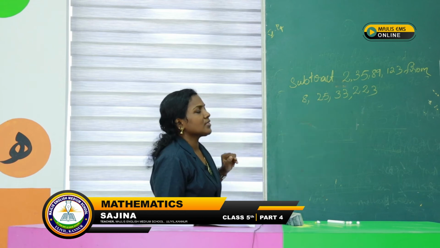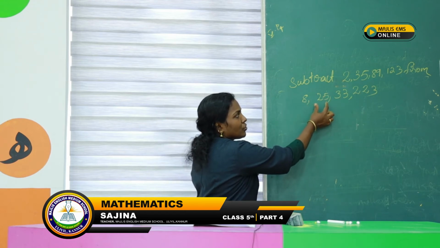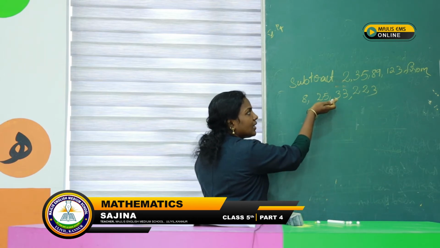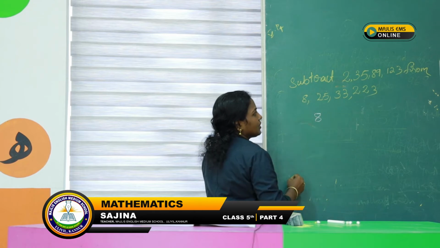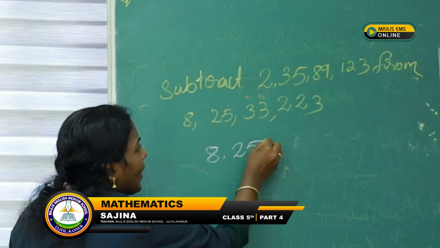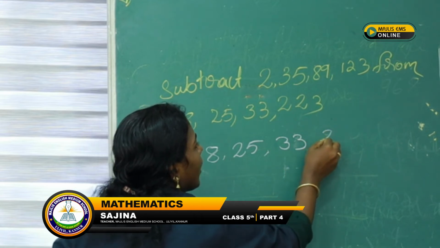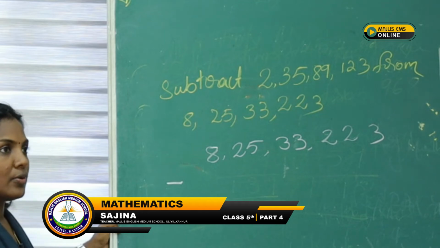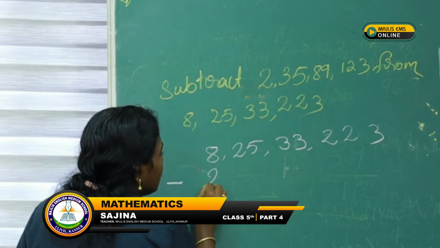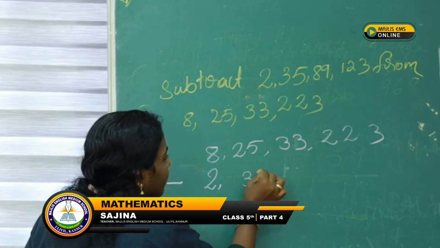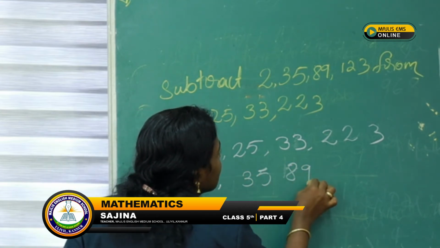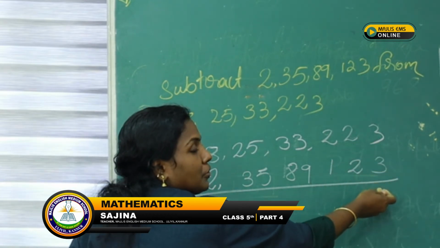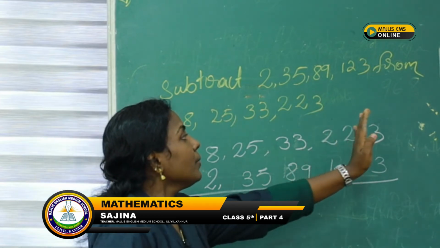Then here, which one is the largest number? Yes, 8 crore 25 lakh 33,223. Therefore, first we write the largest number, that is 8 crore 25 lakh 33,223, minus 2 crore 35 lakh 89,123. First we subtract from right to left.